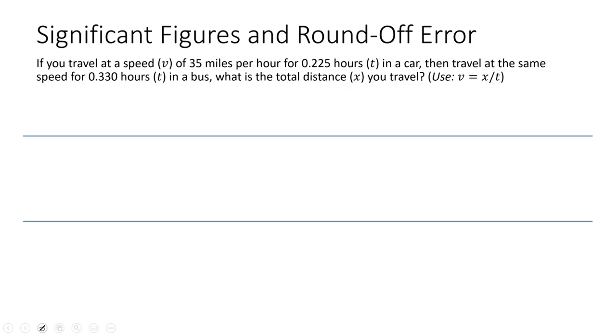And we're traveling in a car for 0.225 hours, and then we travel at the same speed in a bus for 0.330 hours. Okay, and we want to know what's the total distance that we travel using the equation v equals x divided by t.